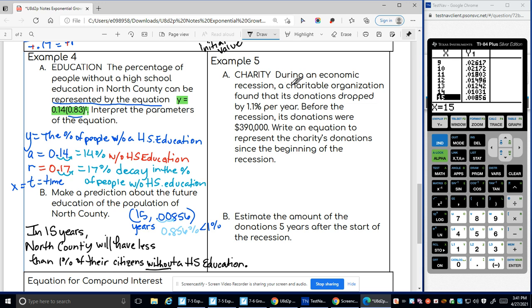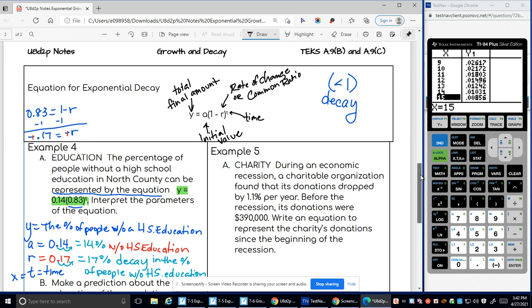Okay. Let's start here with example 5, our last example, guys, and we are done. So here we have a charity. Again, we are in this section of decay, so we're definitely expecting the numbers to go down. They started off with a pretty high percentage of 14% last time, and by the time 15 years had passed, they were less than 1%. So in this one, we have a charity. During an economic recession, a charitable organization found that its donations dropped by 1.1% per year. Before the recession, its donations were at $390,000.